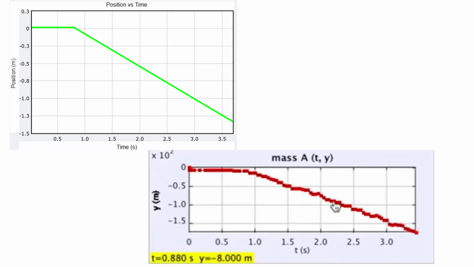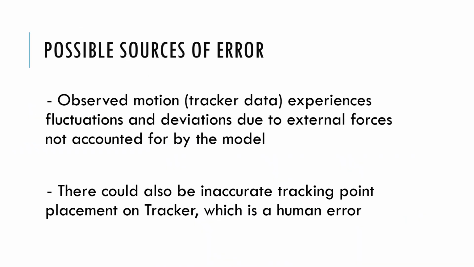We can see that this deviation is there because Tracker may not be including all the forces that could be residing at the top and bottom of the slinky, like external forces outside the system. For example, tension could be on the bottom and the top of the spring. Overall, tension and gravity cancel out in the beginning. For possible sources of error, the observed motion of the Tracker data could experience those deviations because of the external forces that aren't accounted for by the model. There could also be inaccurate tracking point placement on Tracker, which is another possible source of error that is human-made.